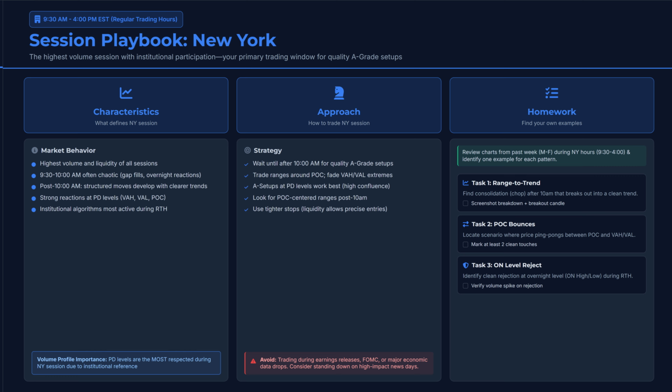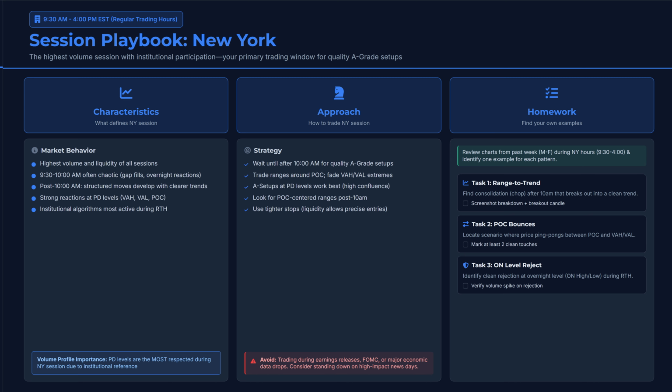Use tighter stops because liquidity allows precise entries. During the New York session, you can place stops closer to entry without worrying about thin liquidity impacting the trade adversely. Here's a critical warning. Avoid trading during earnings releases, FOMC announcements, or major economic data drops. On high-impact news days, consider reducing size or standing down entirely.